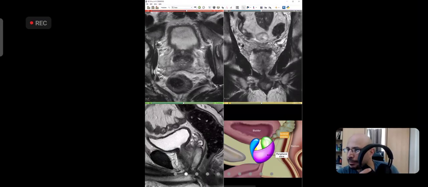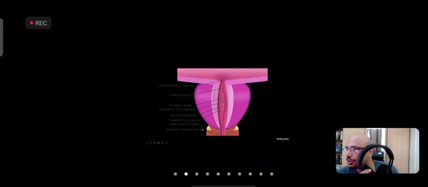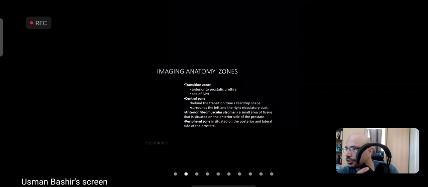Right. So I'll move on to zones of the prostate. So you've got the transitional zone, peripheral zone, central zone, and anterior fibromuscular stroma. Fibromuscular stroma I've already discussed. The transitional zone of the prostate is the part of the prostate that is on the sides and anterior to the prostatic urethra, and that's also the part of the prostate that develops BPH. And when it develops BPH, it increases in size.